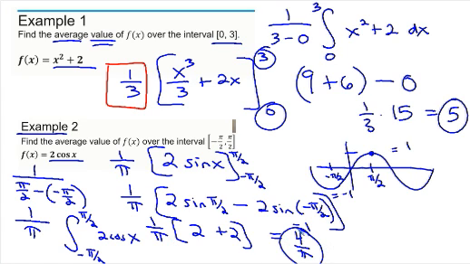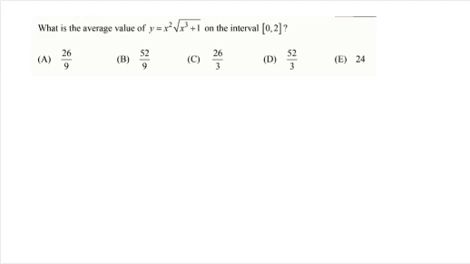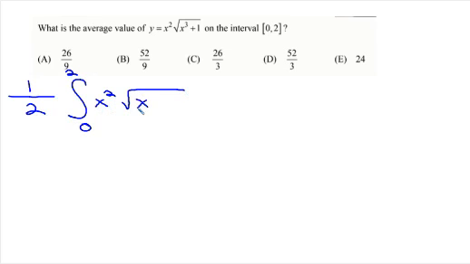Okay, let's take a look at one more here. This one's more of a multiple choice type problem, but it's the same type of problem, it's just packaged in a multiple choice problem, which of course we know we have to deal with on the test. Average value, so I'm going to have 1 over 2 minus 0, so that's going to be 1/2 times the integral from 0 to 2 of x squared times the square root of x cubed plus 1 dx.